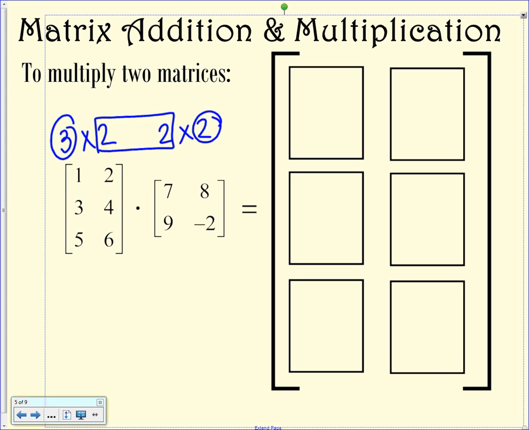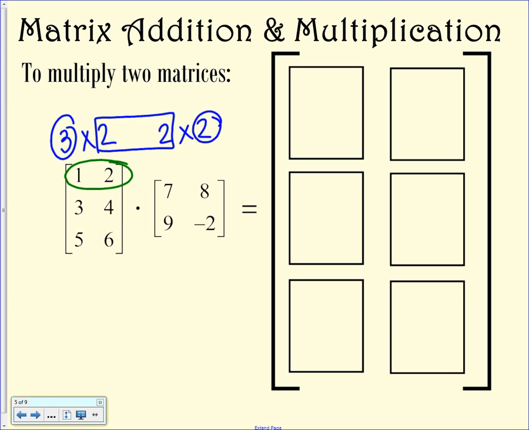So we're going to look at this first row and the first column to figure out what goes in this box here. And so the way that you do that, you take the 1 and the 7 and you multiply them together. And then you add the 2 times the 9. Okay? So that's what you do for the first entry in your answer.